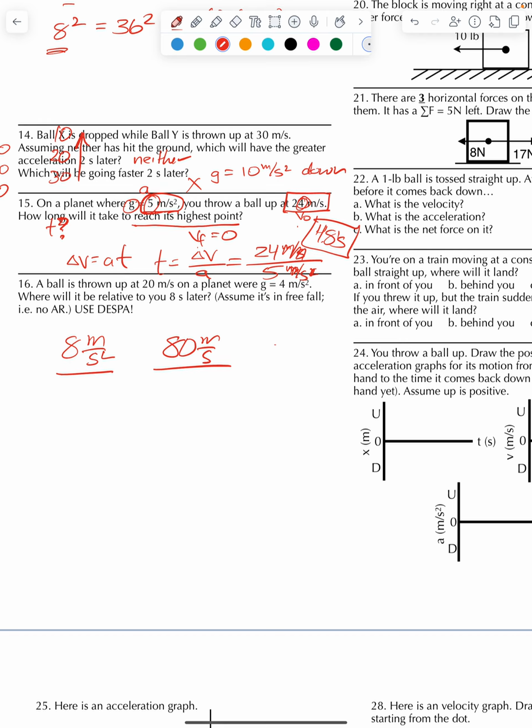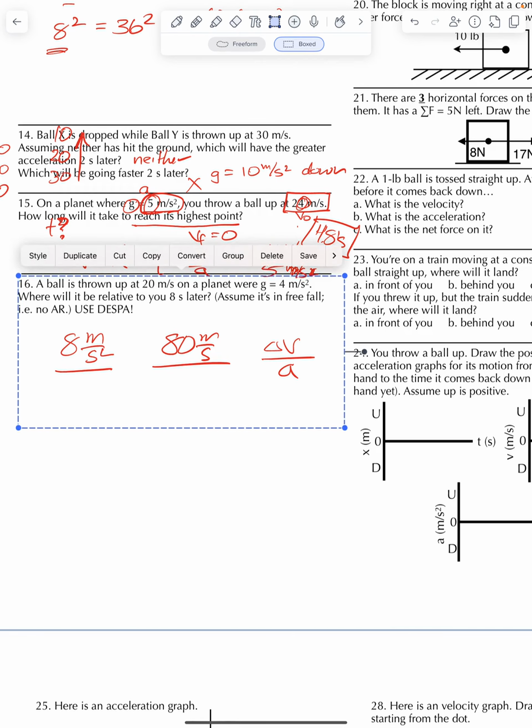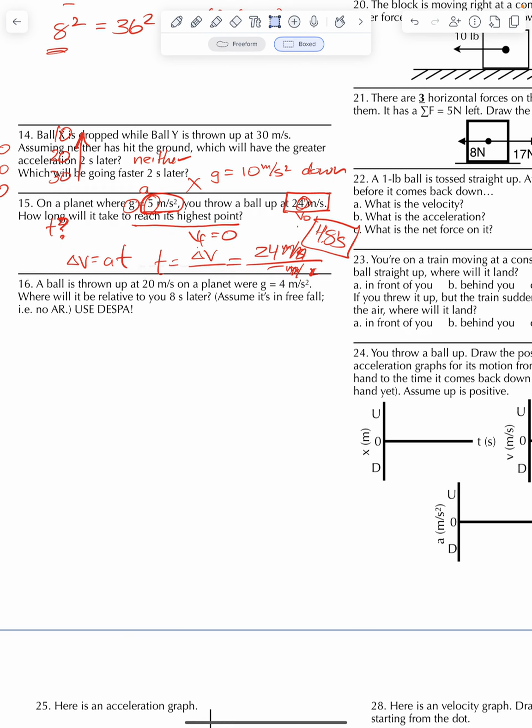10 seconds. But literally what you're doing is you're taking the change in velocity, that you need to lose all that velocity, and you're dividing by the acceleration, or the acceleration due to gravity. So those might be nice, quick little questions asking about how long it takes for something to happen.